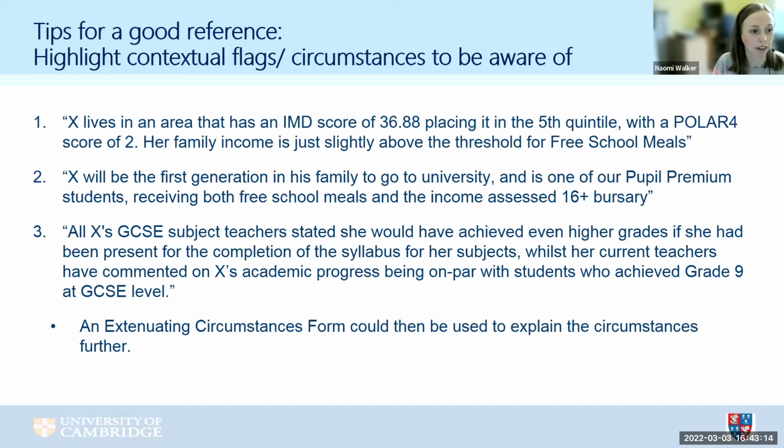This last one, I think, is an interesting one to talk about with the extenuating circumstances form. So all of X's GCSE subject teachers stated that she would have achieved even higher grades if she'd been present for the completion of the syllabus for her subjects, whilst our current teachers have commented on X's academic progress being on par with students who achieved grade 9 at GCSE level. So clearly this is a student who had something going on in GCSEs. It's not indicated exactly what it was in this statement, but she probably hasn't achieved as she should have achieved, and that probably tells us that we should be thinking about her GCSEs as not actually what she was capable of, which is really useful information for us.